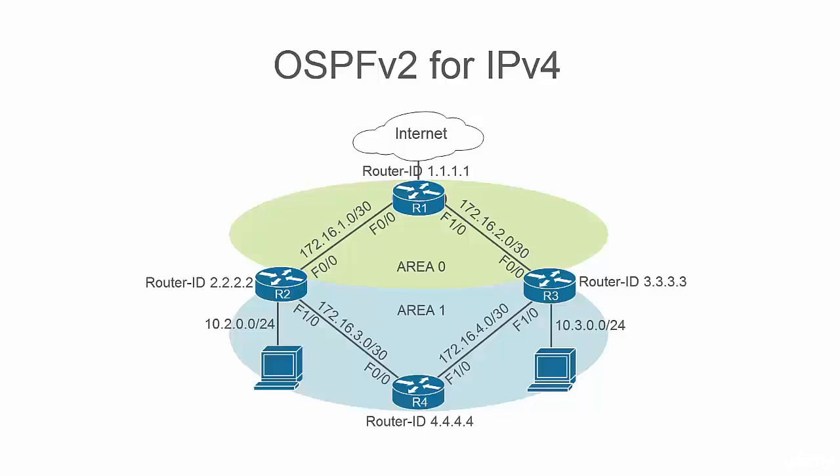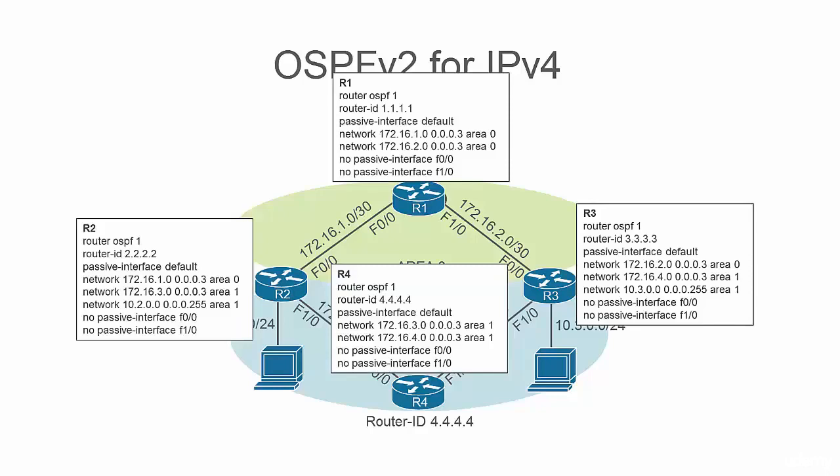Alright, back in the lab here. Now we're going to configure OSPF version 2 for IPv4. In this topology, we have two areas between our R1, R2, R3, and R4 routers. We'll start off by configuring our base OSPF configuration with our router IDs, define our network statements to enable OSPF on the interfaces that we want to, and then we'll advertise the connected routes on R2 and R3.